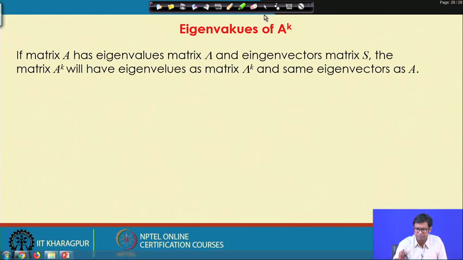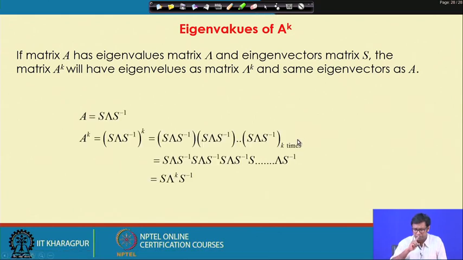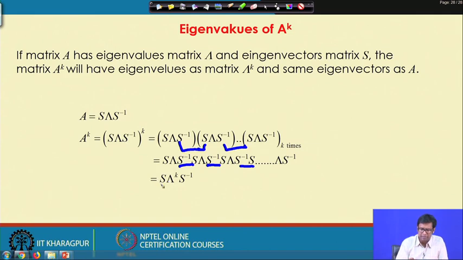So, we see A is equal to S lambda S inverse. So, we put A to the power k as S lambda S inverse, multiplied k times. In the product S lambda S inverse into S lambda S inverse, the inner S inverse into S cancel out, but the first S and last S inverse exist, and lambda exists. So, it will be S lambda to the power k S inverse.